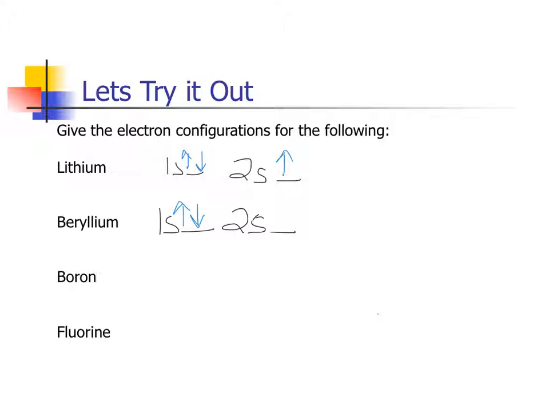Then I still have 2 electrons. I can't just make lines up here. That would be wrong. So what I do is I have a filled 2s. Now boron is in the same row as lithium and beryllium are. But if you look at where it's located, it's in a different block. What block is it in? Well, that would be the 2p block.